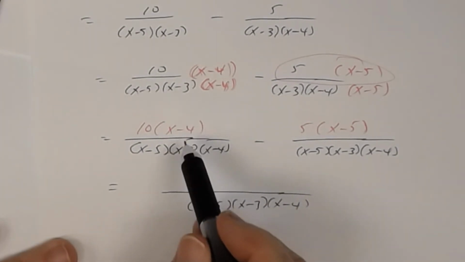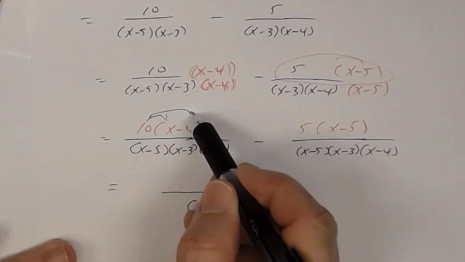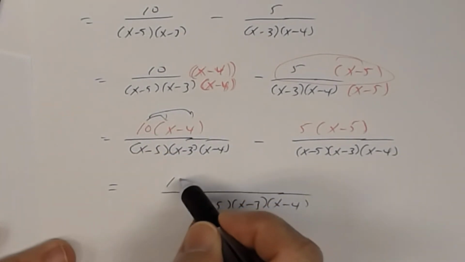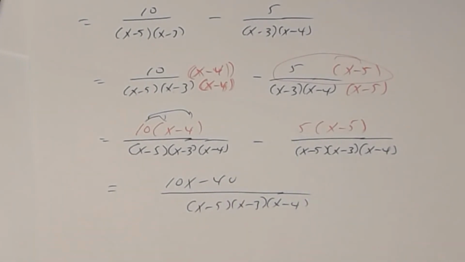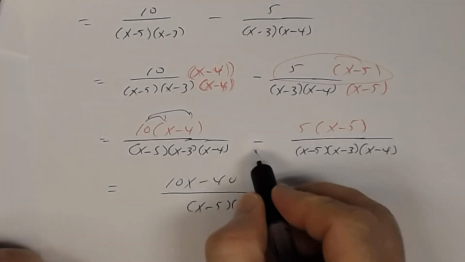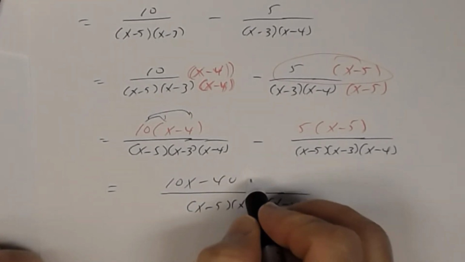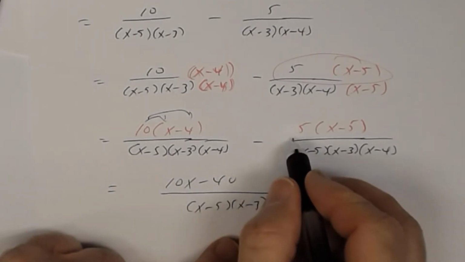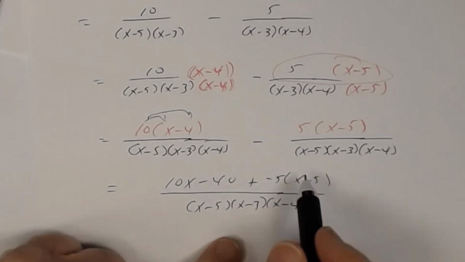All right, now we're going to distribute. You've got to be careful with this one. This one's easy to distribute because that's a positive 10. 10 times x, 10 times negative 4. So that's 10x minus 40. Be careful here. Remember, you want to rewrite this as an addition problem. So I'll go ahead and rewrite it here. I'm going to add the opposite, right? So it'll be plus a negative 5 times x minus 5. So just do that for right now.